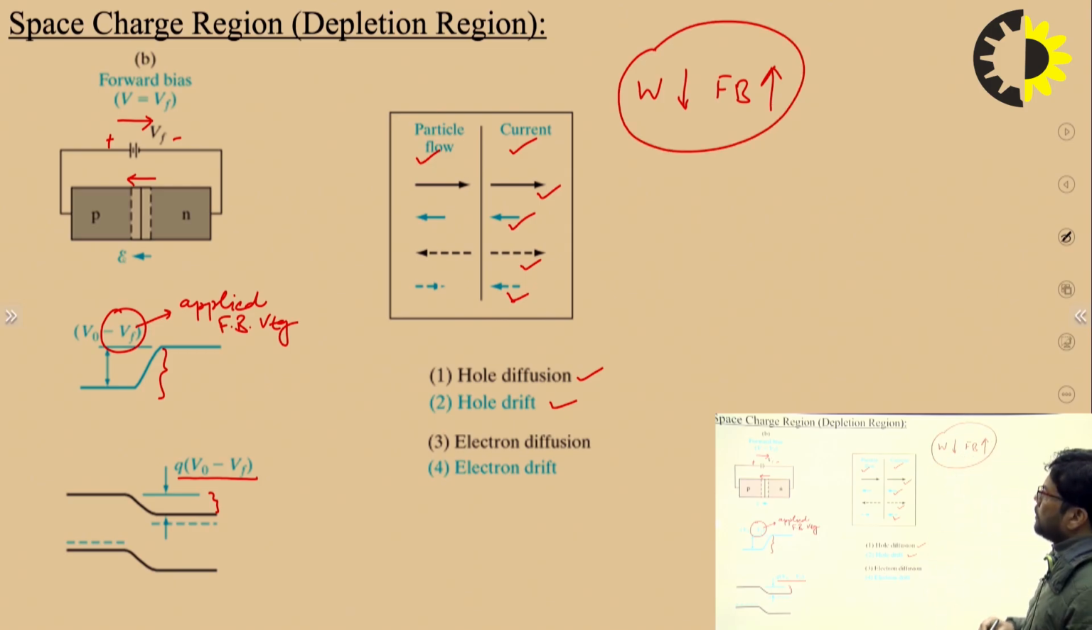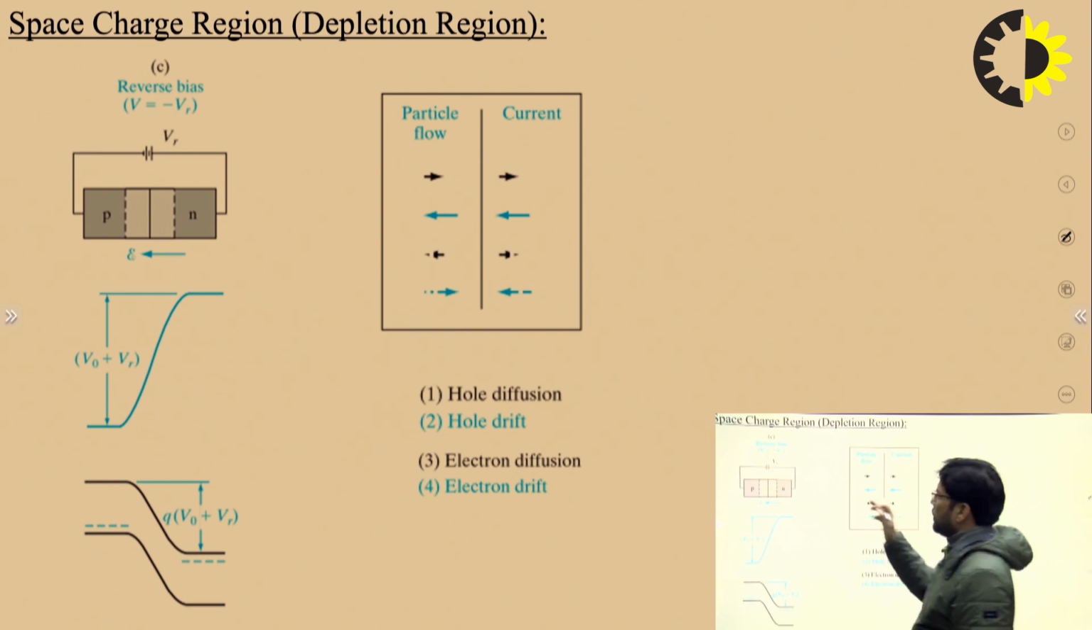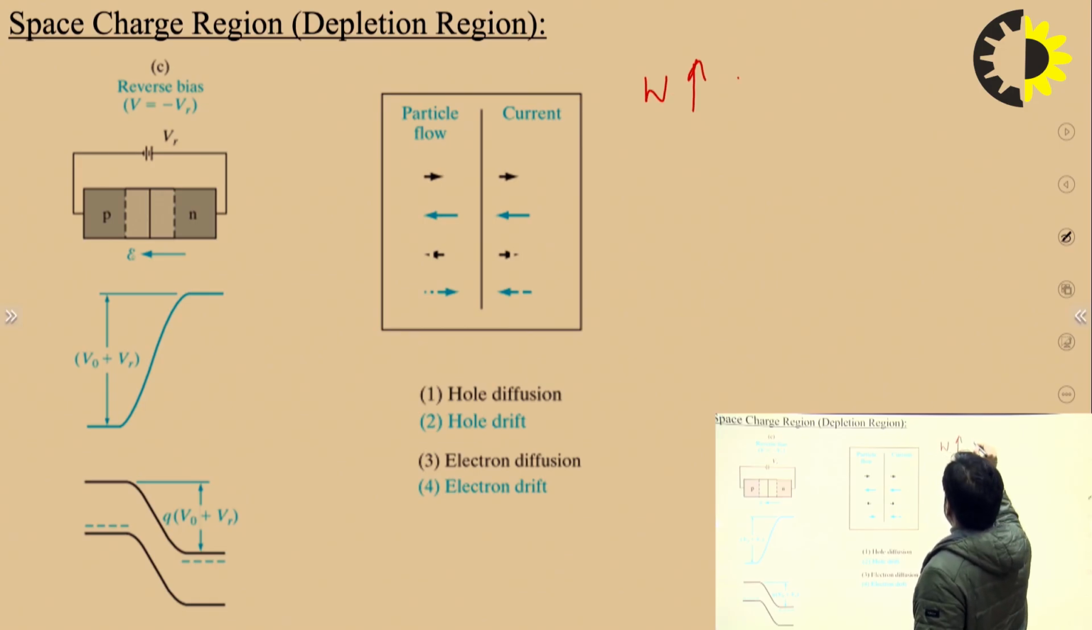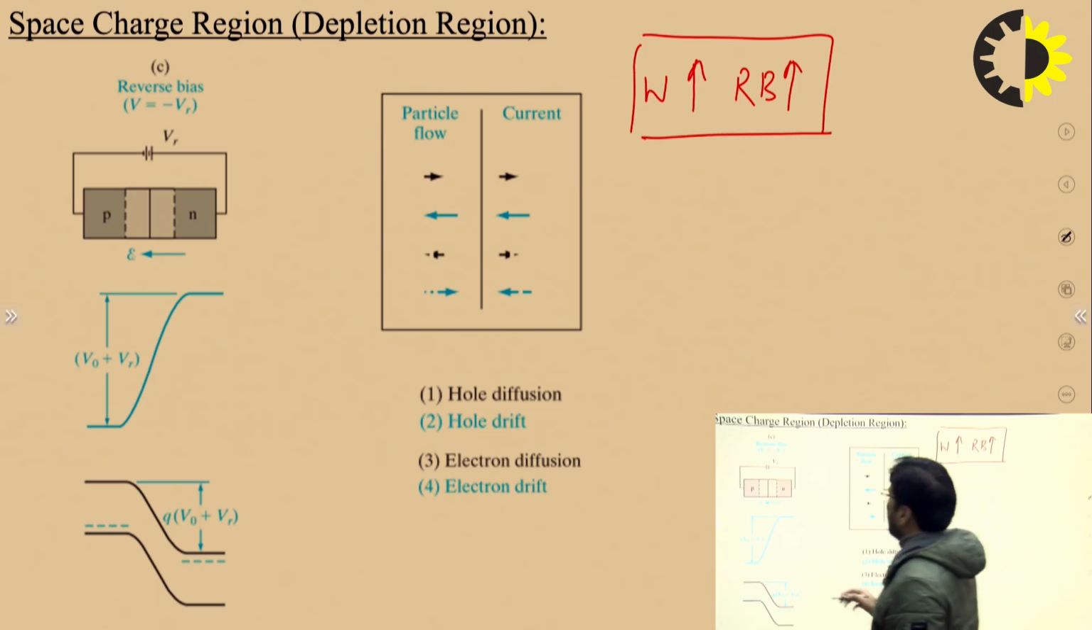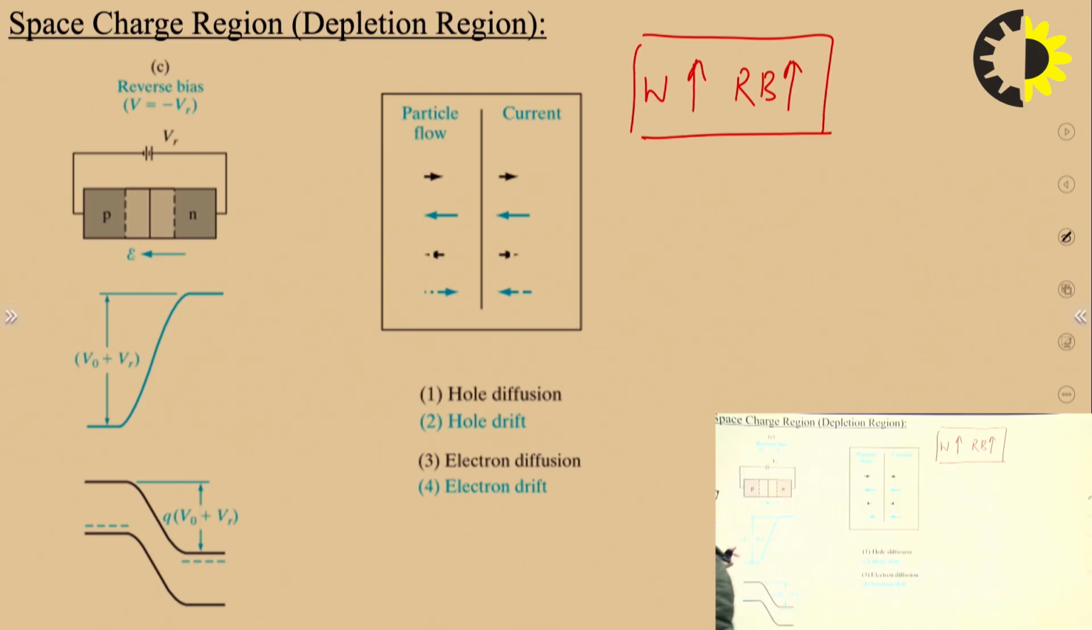The other one is the reverse bias case. In the reverse bias case, the width of the depletion layer increases as you increase the reverse bias, right. You can observe here that this barrier height is increased by the amount of VR. This is the applied reverse bias voltage. So you can see the barrier height is increased by the amount of reverse bias voltage.